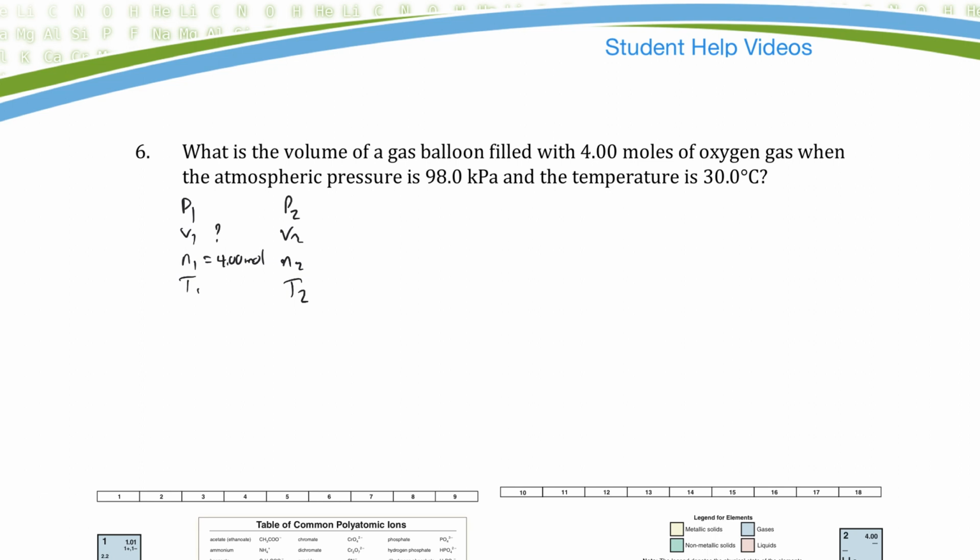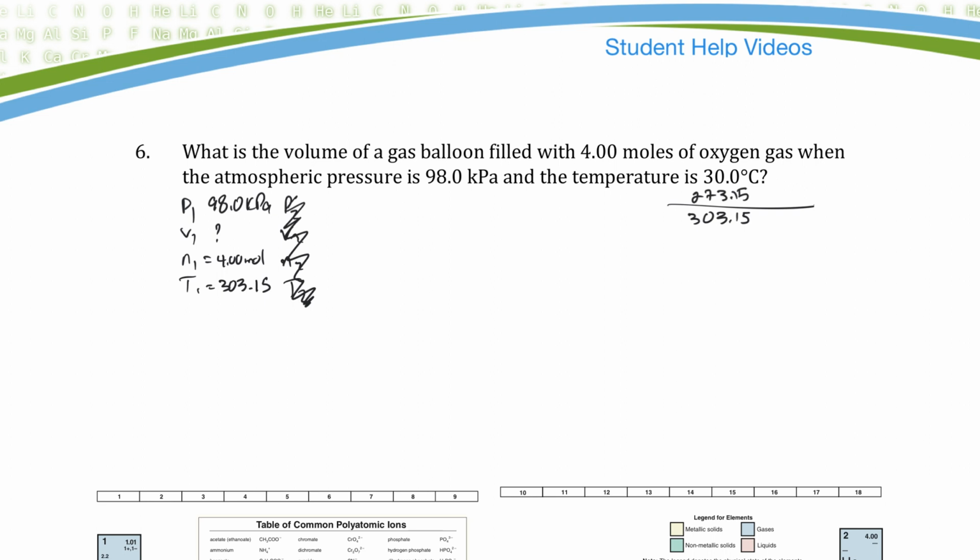of oxygen gas when the pressure is 98.0 kilopascals and the temperature is 30 degrees? Okay, we have to add Kelvin to that. So that would be 303.15. Now notice they're not giving us any second pressures or volumes.